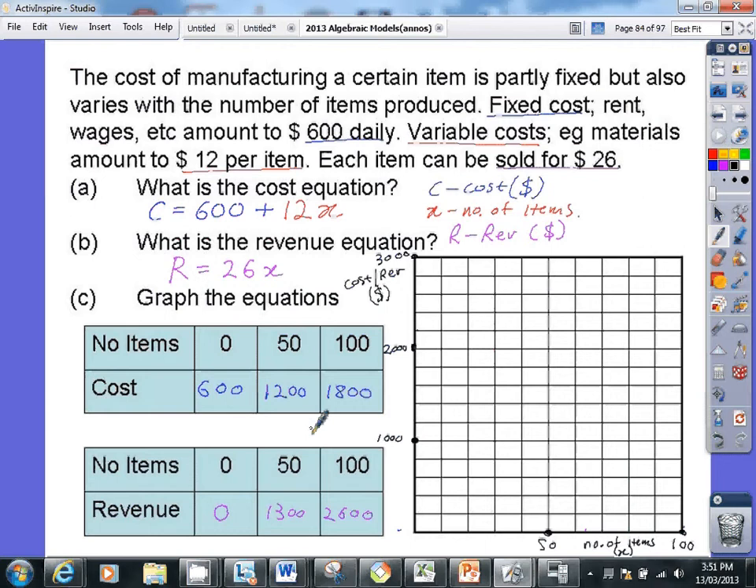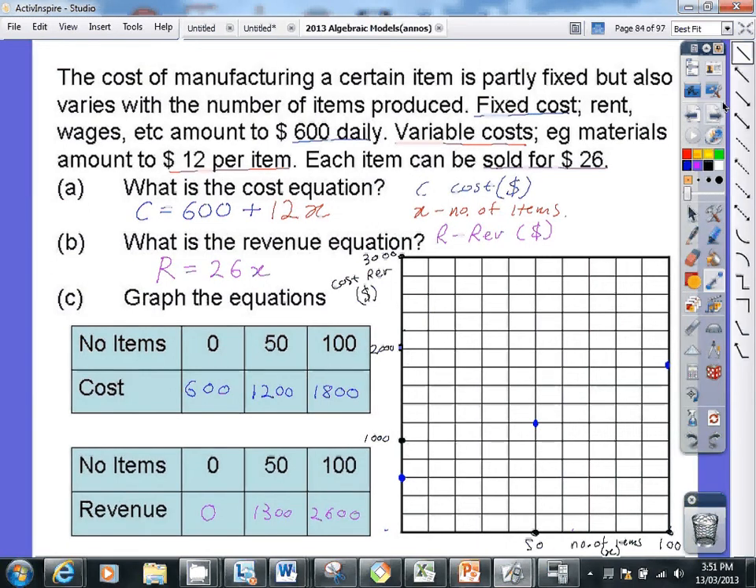Okay, so let's graph the cost. So 0, 600, 50, 1,200 and 100 and 1,800. Move him down a little bit. A bit awkward with this, but we're getting there in the end. Okay, this should join up in a nice straight line because it is a linear relationship. Very good. We'll label our endpoints here as well, of course.